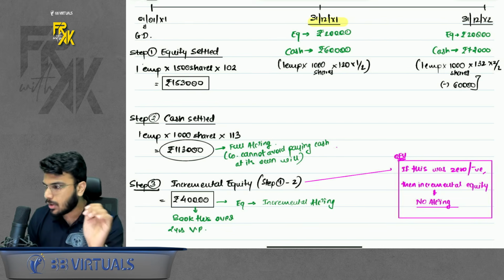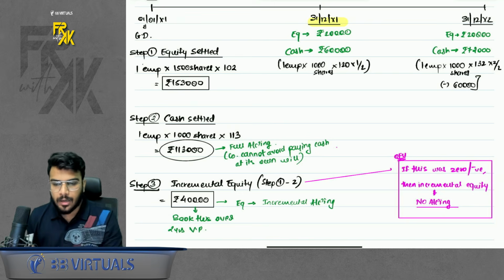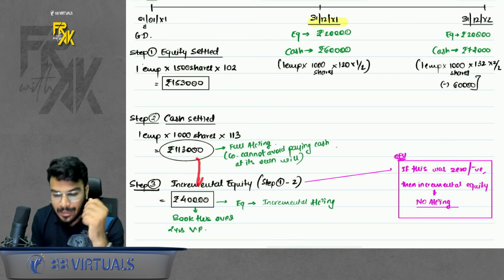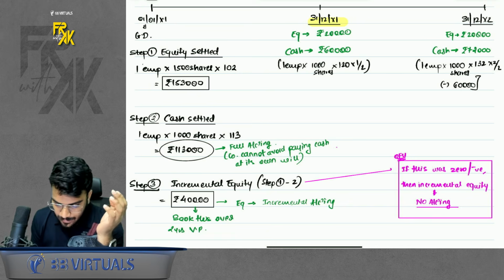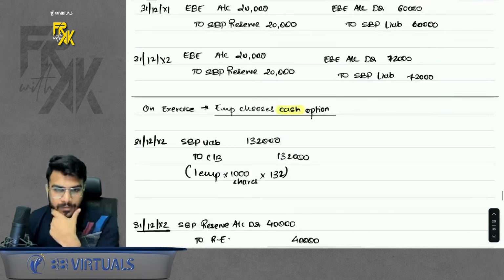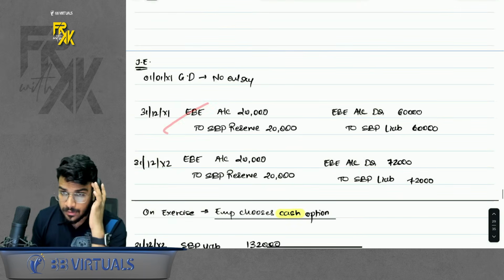Don't ask why we computed the cash settled value then. It was to find the incremental equity on day 1. And also, if the incremental equity comes to 0 or negative, you will do no accounting for equity, just to clarify. Then we did the accounting for equity as well as cash.